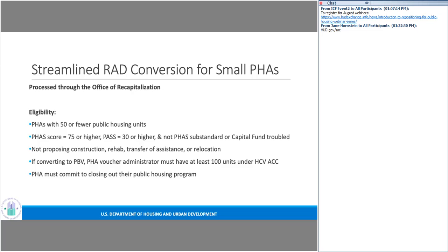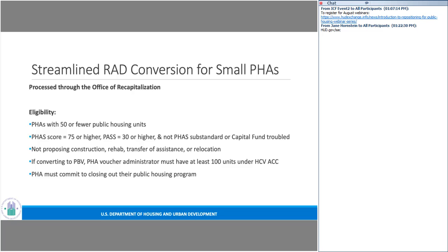PHAs are eligible for streamlined RAD conversion if they have 50 or fewer public housing units. They have to have some reasonable scores: a PHAS score over 75, a PASS score of 30 or higher, and they can't be substandard or troubled under PHAS or the Capital Fund. The vast majority of PHAs meet these thresholds.